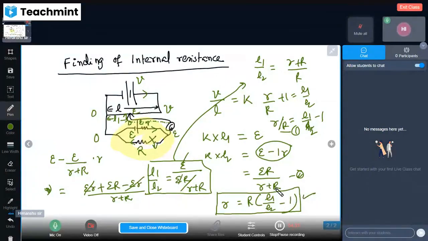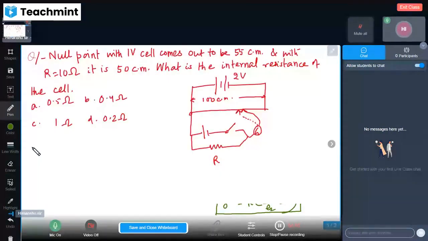Using this, we can solve many questions. So let us see this question. Null point method, null point with a 1 volt cell. Here it is a 1 volt cell and here is 2 volt. The battery is already there. The 1 volt cell comes out to be 55 centimeter. Look here, it is positive and here it is negative. It means here 2 volt, here it is 0, so the higher reading will be deflected towards this part, 0 to 2 volts. As we go up, the potential increases.